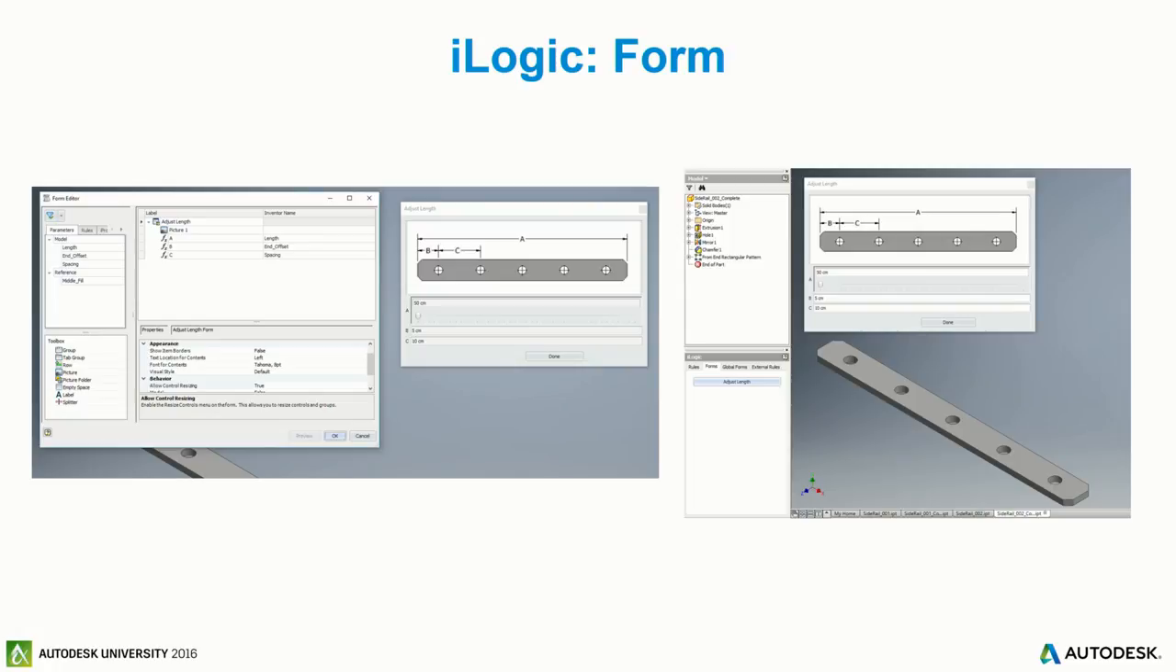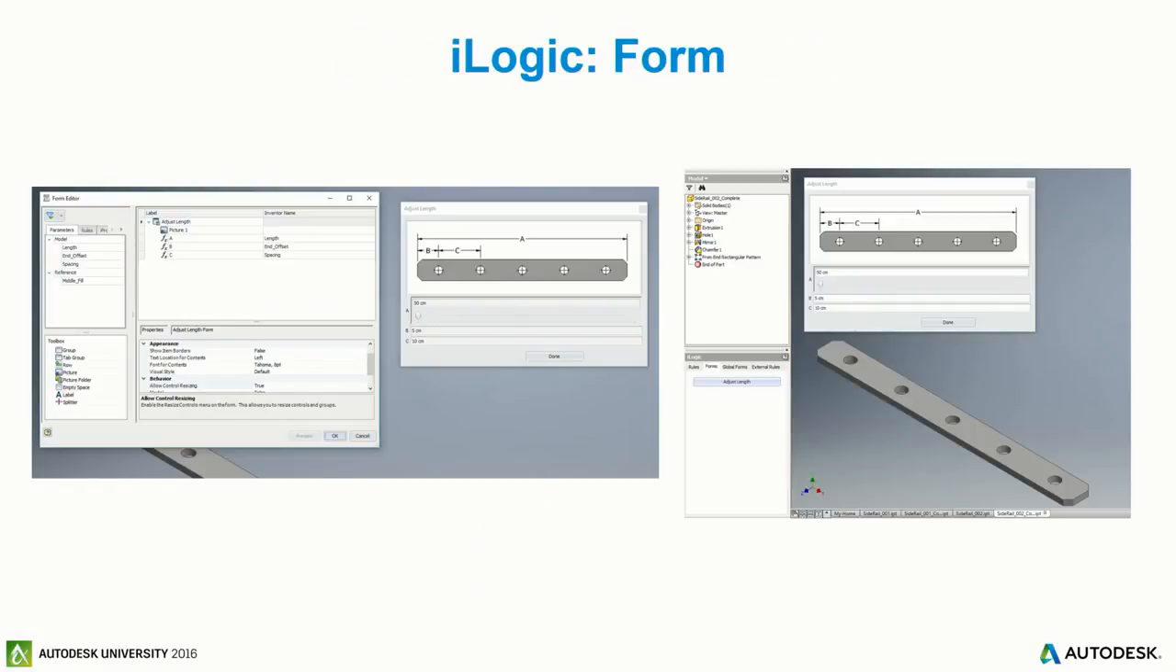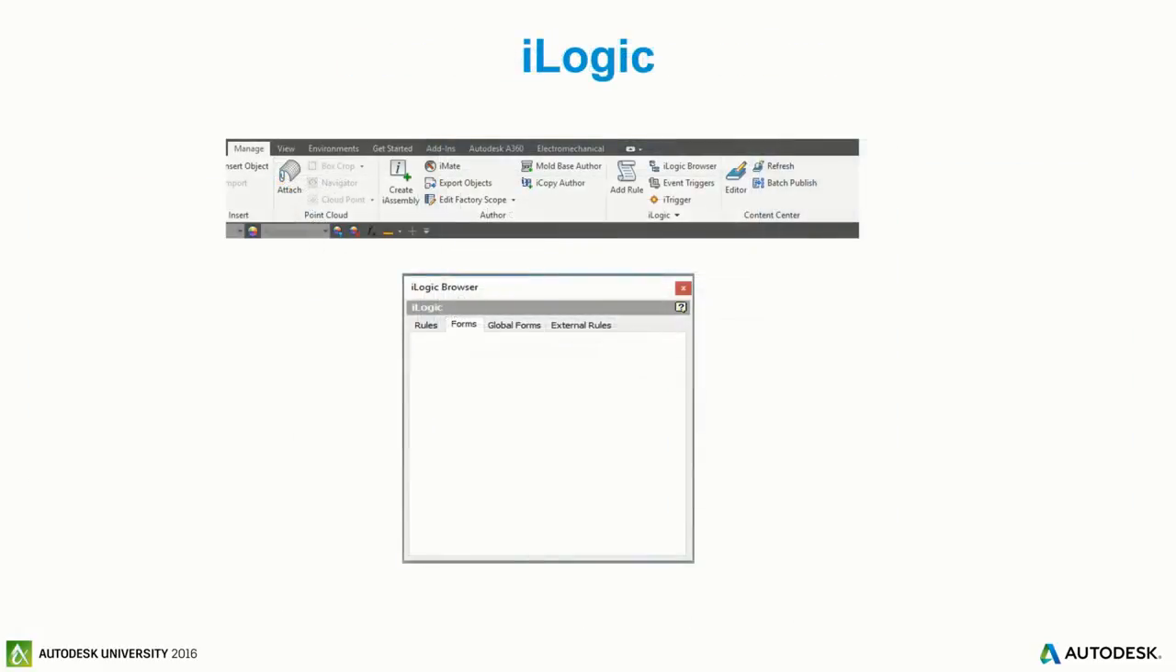Okay, so there's two choices. I'll go back to this. There it is. So you have external rules that are stored on your drive. That's stored here. Global ones can be saved for everybody to utilize. You can set them up in your templates. You can right-click and say add rule, that can be prevalent or just for that drawing through all of this.